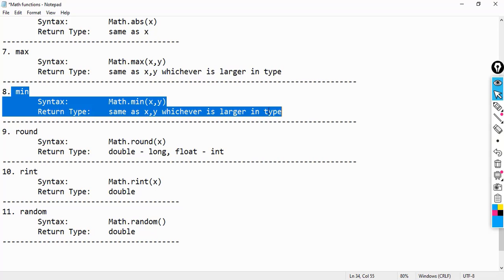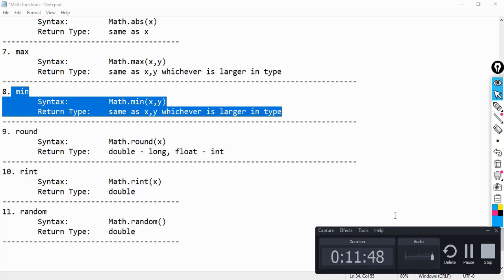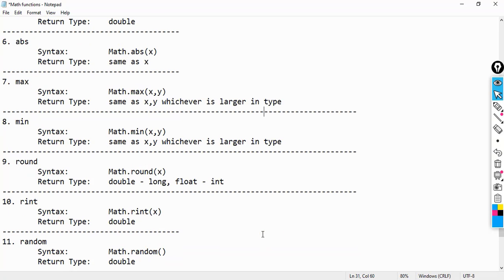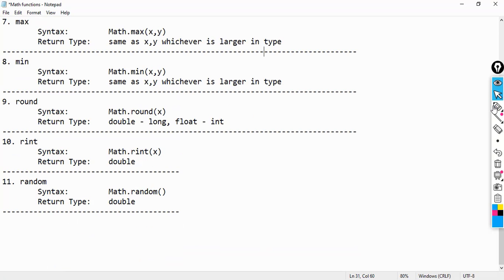So we have discussed 8 functions so far. The remaining 3 functions, that is round, rint and random, we will be discussing in the next video. Thank you for now.